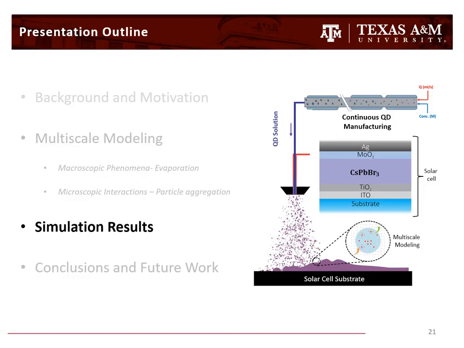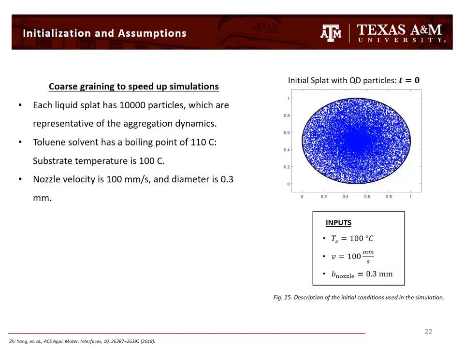Now we can look at some simulation results. In the beginning, we have to initialize the model, and in this case, we have considered that the substrate temperature is around 100 degrees because the boiling point of the solvent is 110 degrees. We assume that the nozzle velocity is around 100 mm per second and the diameter of the nozzle is 0.3 mm. And this is taken from one of the examples in the literature. Also, each liquid droplet will have millions of quantum dot particles, but you cannot simulate all of them because of the computational expense. Thus, we assume that each of the drops will have 10,000 particles, which are representative of the aggregation dynamics.